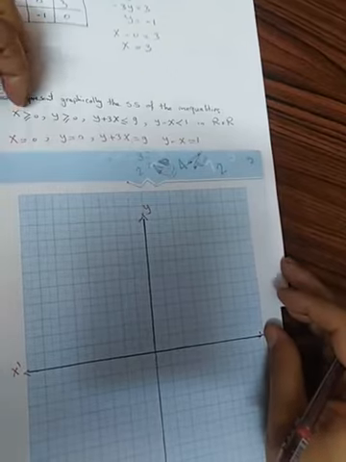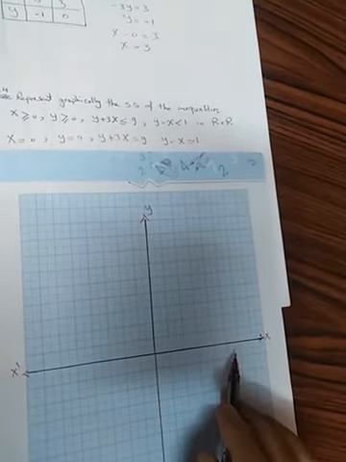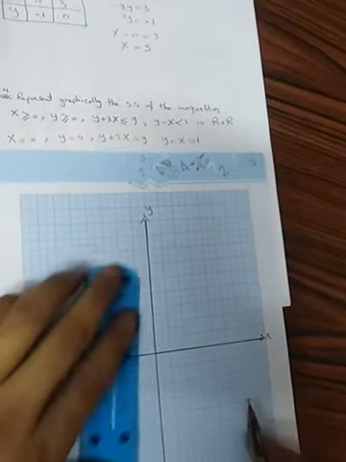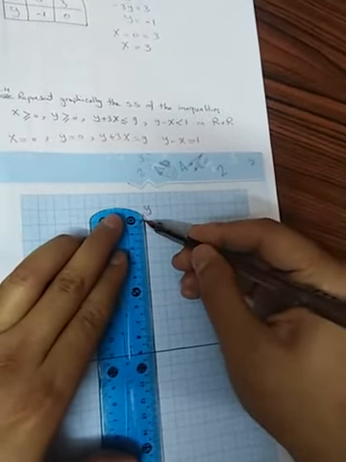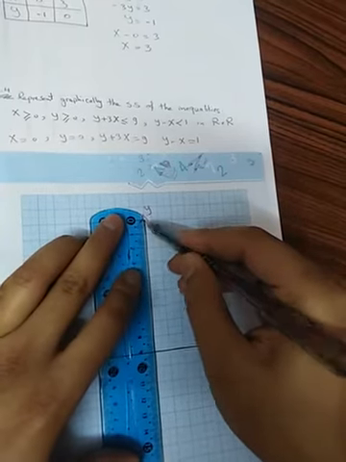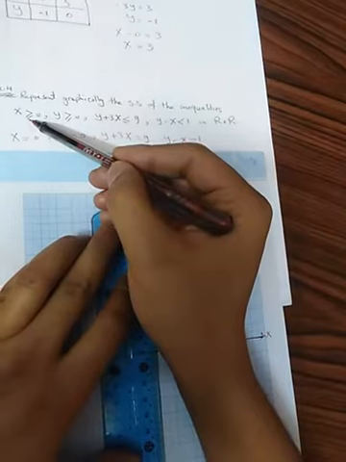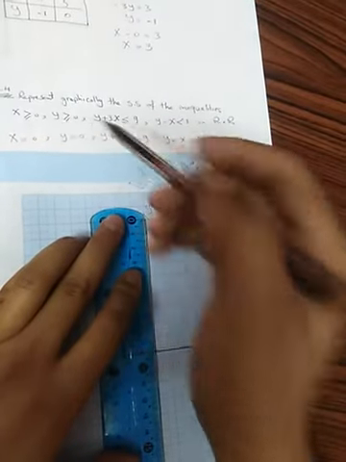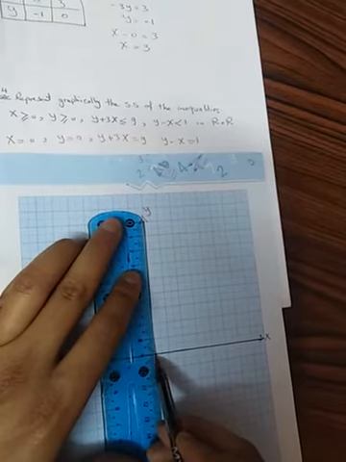How to draw x equals 0? x equals 0 is the equation of the y-axis. But note that x is more than or equal to 0. Then I'll start from 0 and go up.